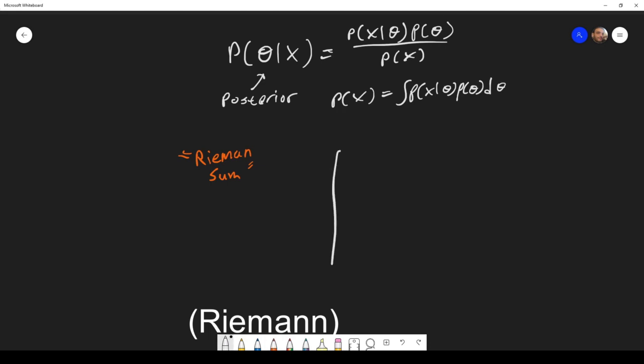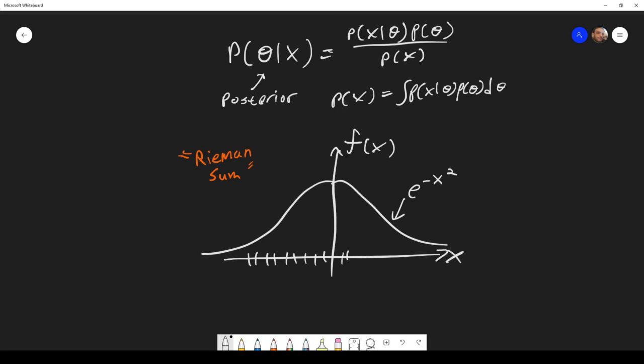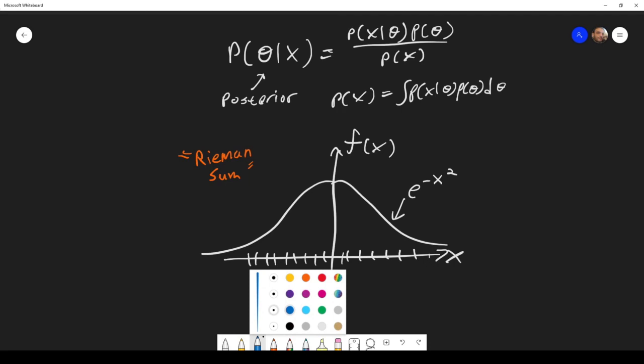Okay, so imagine that we have some function e to the power of minus x squared, and we want to calculate the integral of that function, meaning we want to calculate the area beneath this function. And so in the first method, what you do is you divide x into many small intervals that are equally spaced. So divide x, and for each point you calculate the value of f of x.